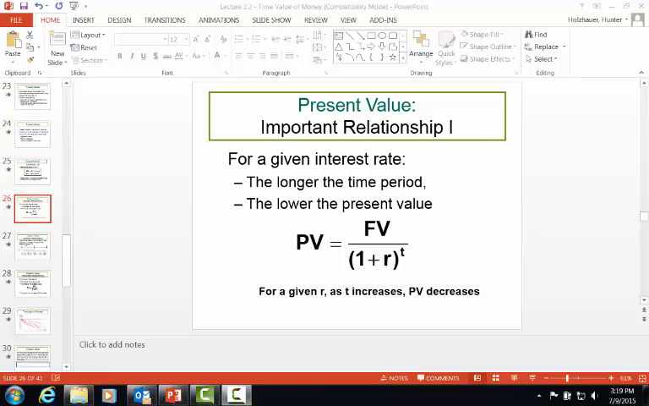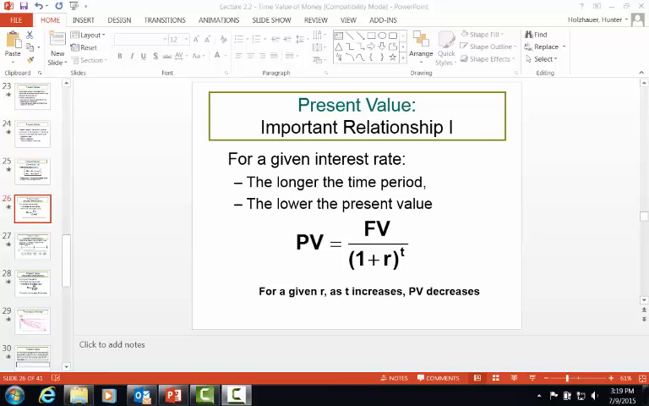Now, just like the future value, there are some important relationships with the present value. So for a given interest rate, the longer the time period, the lower the present value. So this is pretty much opposite of what you find with future value, because the more time that goes by, the longer you have to discount those cash flows back to the present value, so the present value is going to go down.